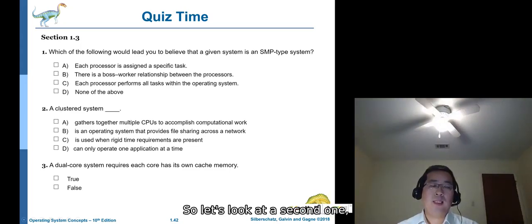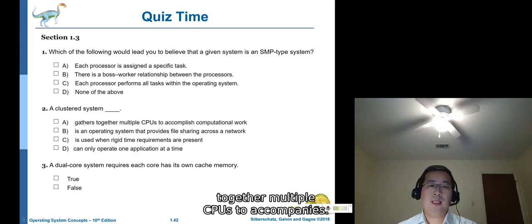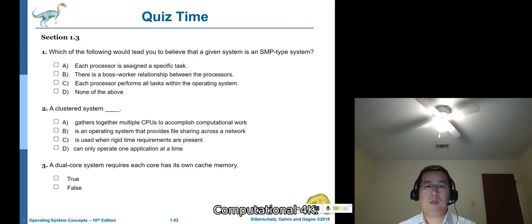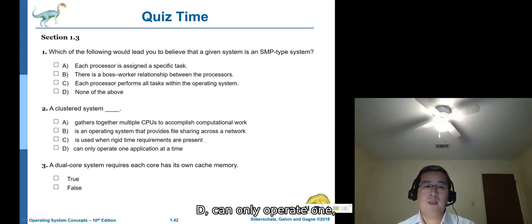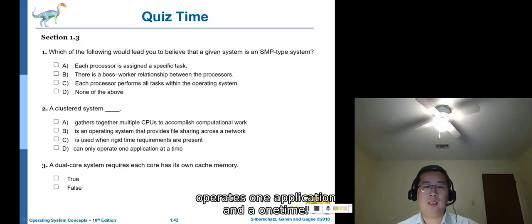So let's look at the second one. A cluster system gathers together multiple CPUs to accomplish computational work. B is an operating system that provides file sharing across a network. C is used when rigid time requirements are present. D can only operate one application at one time.